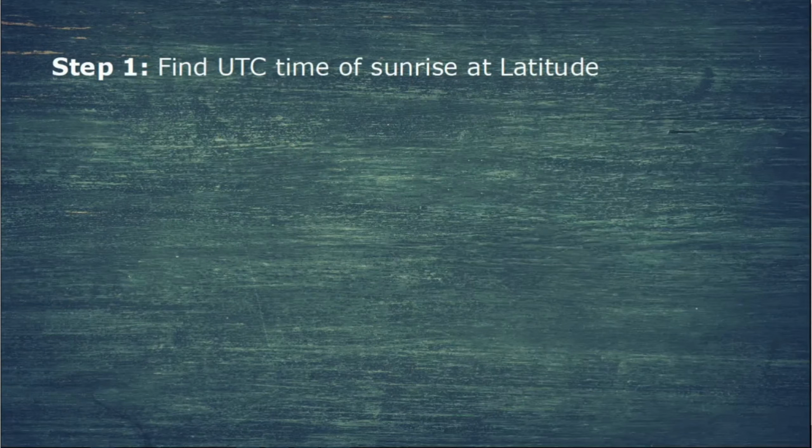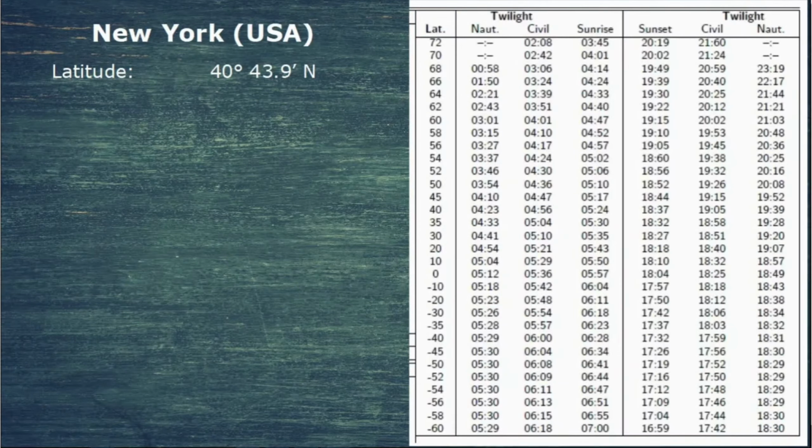Step 1. We want to find the universal time of sunrise at our particular latitude. So, we know the latitude of New York, we've already said, is 40 degrees 43.9, but we can't read that directly from the table. 43.9 fits somewhere between 40 and 45 degrees north. We need to interpolate to find our exact time of sunrise.